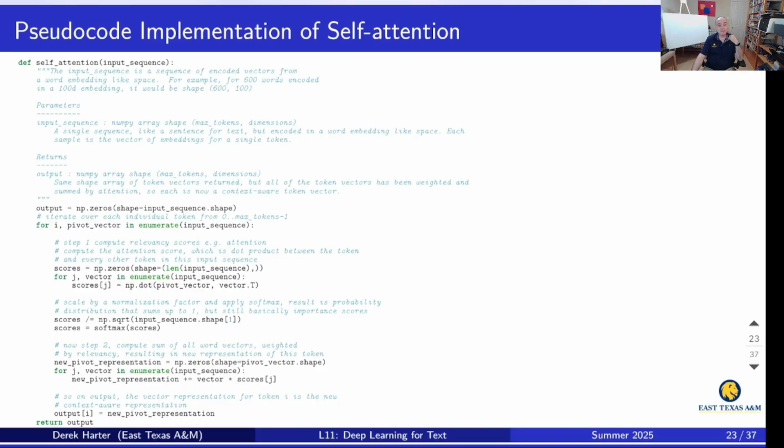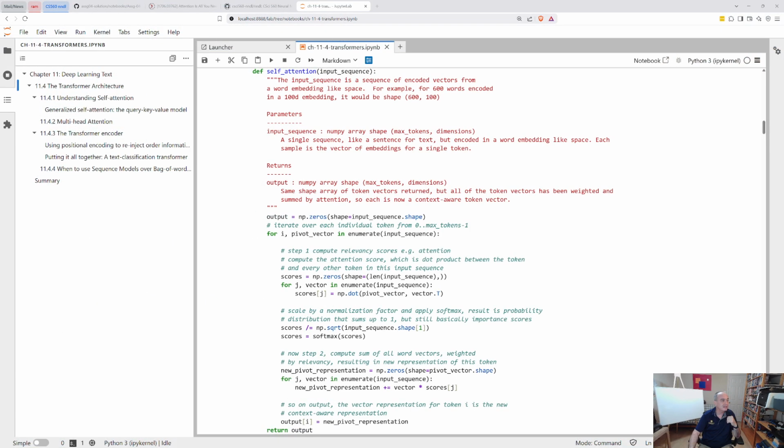If you're like me, looking at this in pseudocode or code can really help you understand. So to get an even more detailed understanding, let's look at the pseudocode of how this might be implemented in Python, for example. For the self-attention mechanism, imagine that we're inputting a single sequence, just a single sample. Again, these are coming in in the word embedding space.